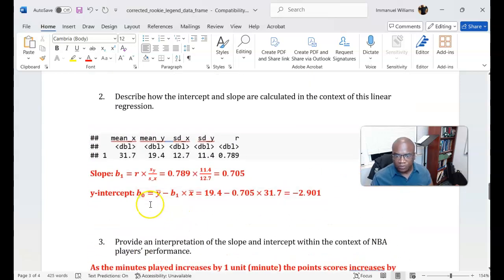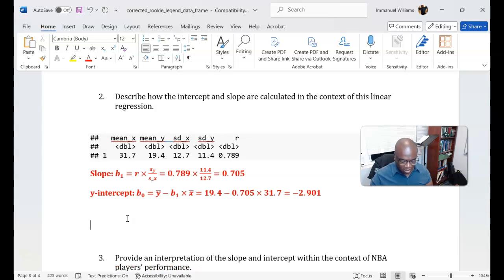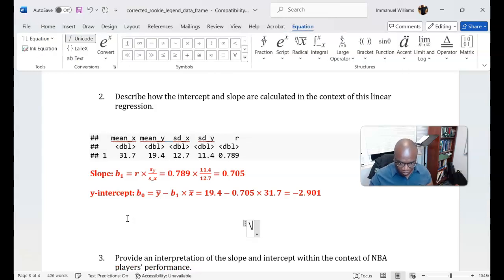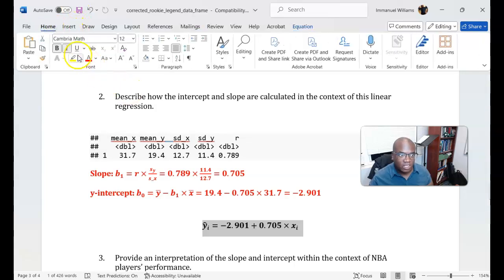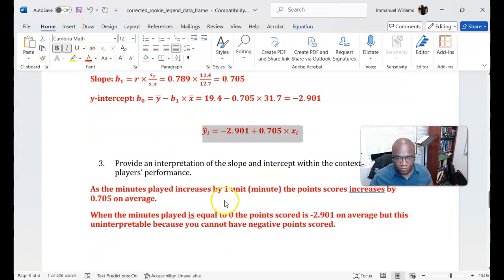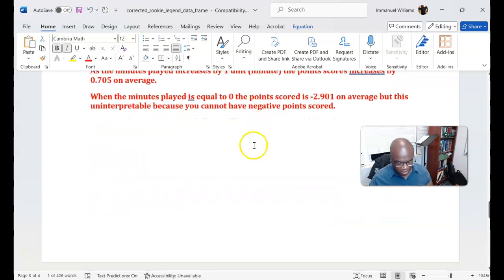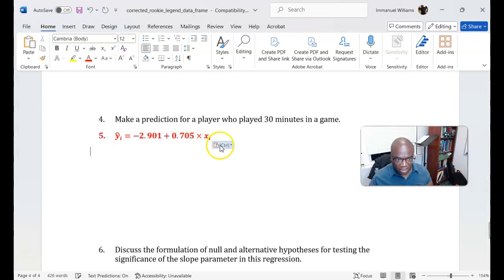I didn't actually do this earlier, but we can write out this equation. If I actually write out the model, it will look something like this. ŷᵢ is equal to -2.901 plus 0.705 times xᵢ. So that's the regression model. Remember I said in the previous video there are a lot of ways of saying the same exact thing. That's the regression model, but this is what I would use to make that prediction. Apologies for overlooking that.